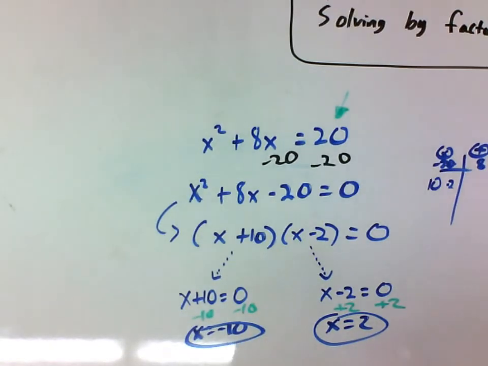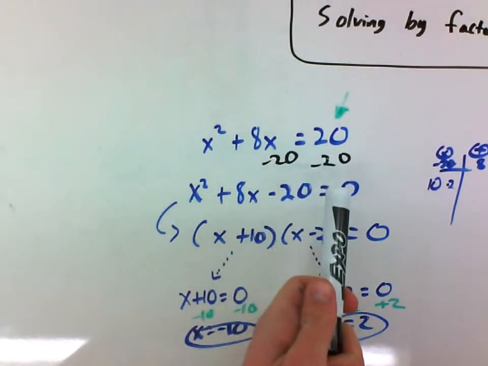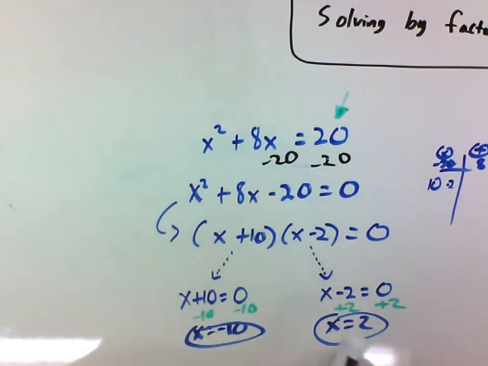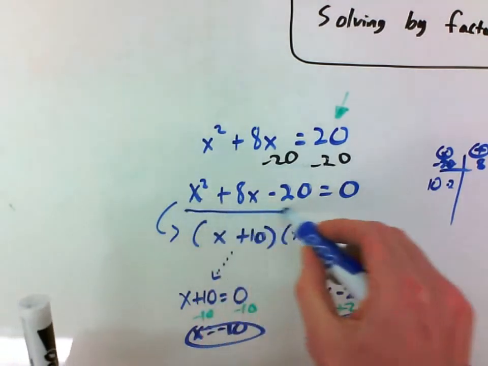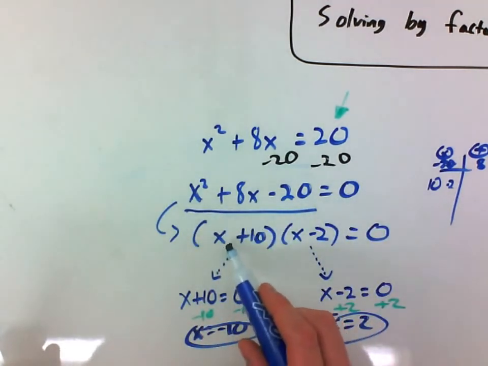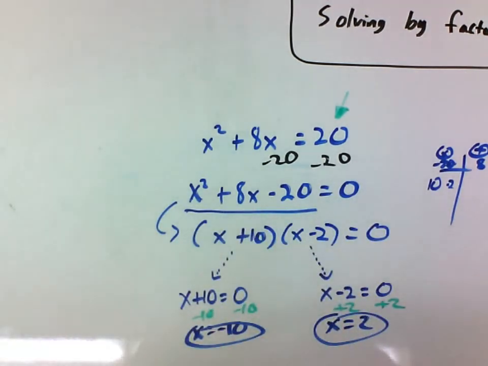So remember, the key things in this step: first, you've got to get it so it equals 0, not 20. Once it equals 0, you factor the left side. And once you have it factored, you split it into two equations, and you solve.